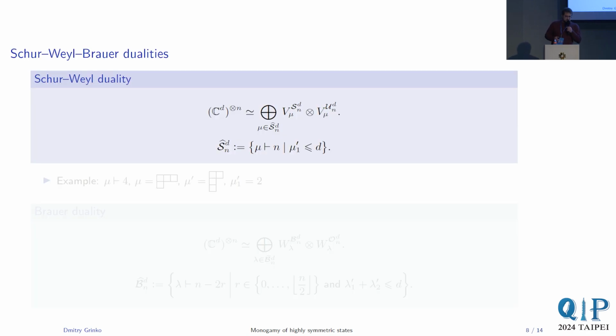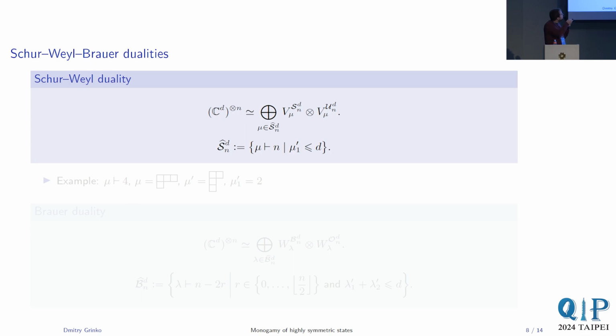So first I need to introduce the Schur-Weyl duality. The Schur-Weyl duality is a classic result in representation theory, which essentially says that if you have a Hilbert space of n qubits, and you look at it as a representation of the unitary group and the symmetric group simultaneously, you can decompose it into a direct sum of tensor products of irreducible representations of the symmetric group and the unitary group.